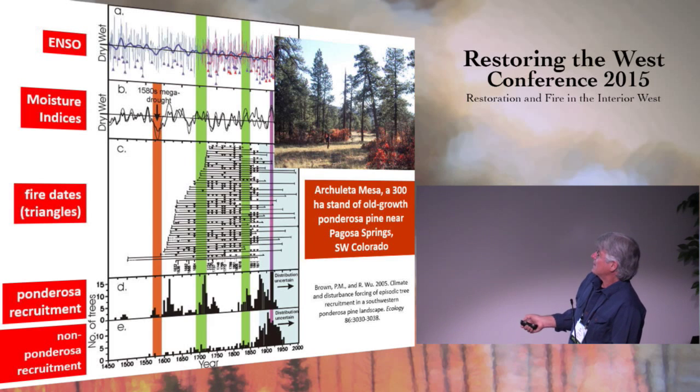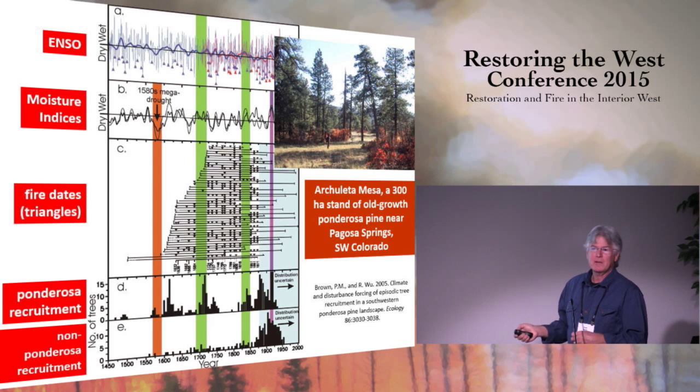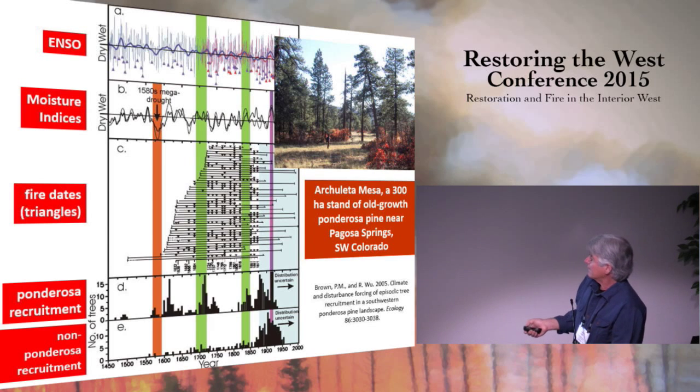So, just a real quick, I want to run through another example, and I'll have to rush through this one, but this is from Archuleta Mesa, just the type of data sets that we're developing on this one. This is kind of a complicated picture. We've got INSO reconstruction up here, drought reconstructions here, fire dates, again the same thing, time spans of individual trees with the fire scars marked.